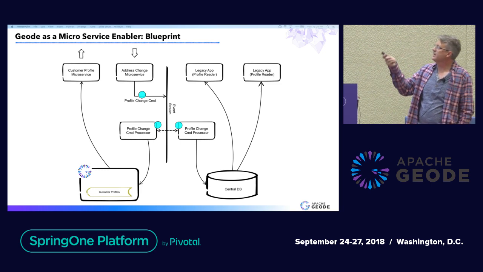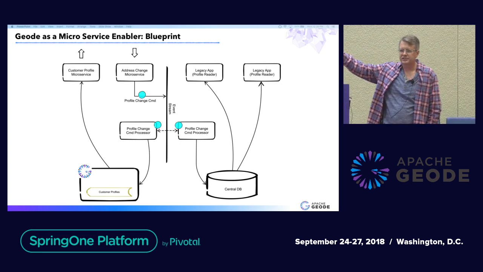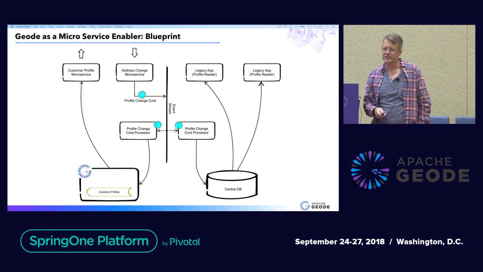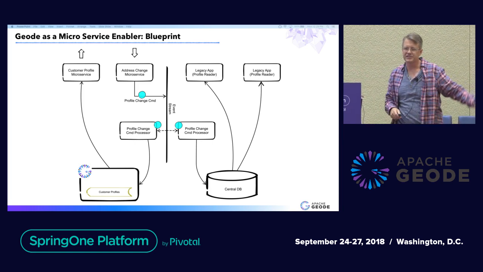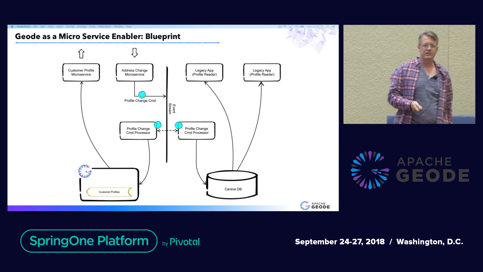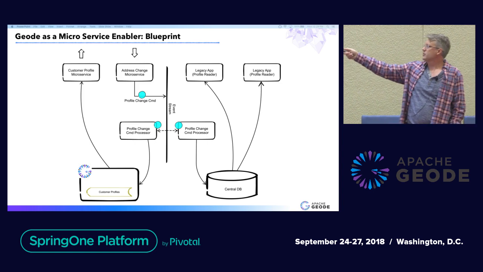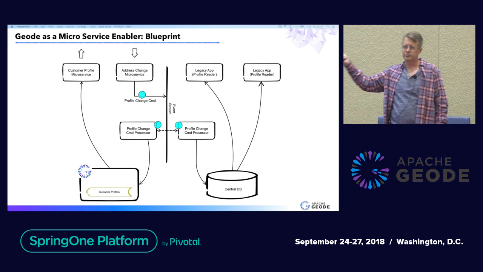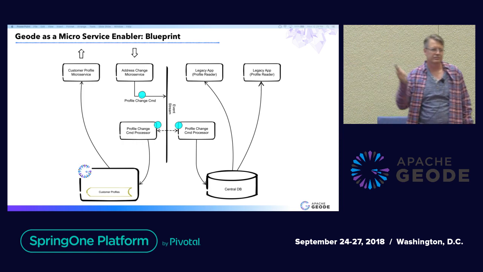And what's great about that is that whoever made the address change gets an immediately consistent view of the data, and everybody else, who doesn't even know the address change occurred, gets an eventually consistent view of the data. So that's another way to do it. Anyway, one way or another, it's not uncommon now for us to see Geode as a full data store as part of a microservices play.